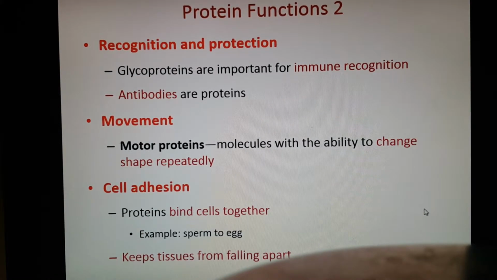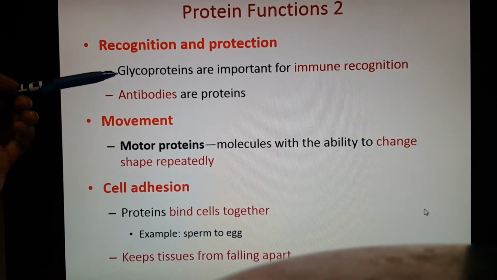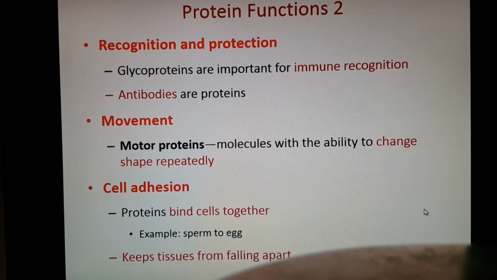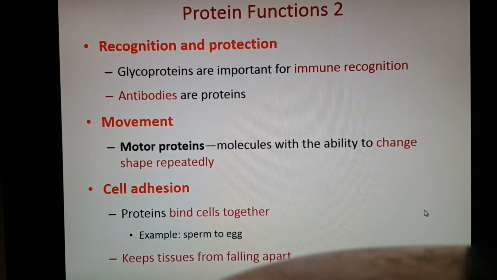The next job, recognition and protection. So on the outside surface of your cell are conjugated carbohydrates. The protein portion of our glycoproteins is necessary for our immune system to recognize that our cells belong to our body. This is how it determines whether there's, for example, a bacterial cell going around. Its glycoproteins are going to be different than the glycoproteins in your body.